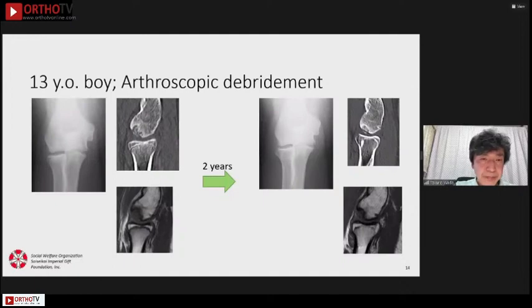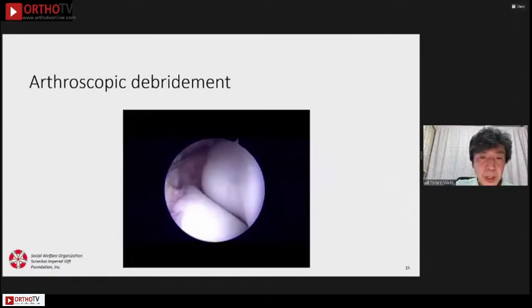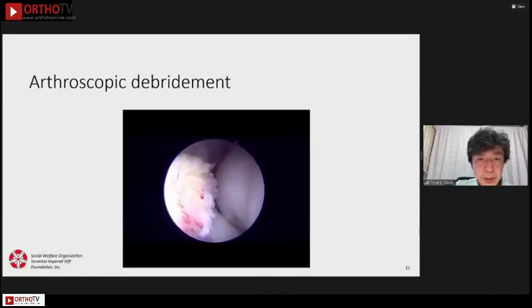Arthroscopic debridement. This boy first underwent conservative treatment, but it failed. The lesion was getting smaller, but not completely healed. Then he underwent arthroscopic debridement. The humerus, capitellum, and radial head. You can see the lesion here.